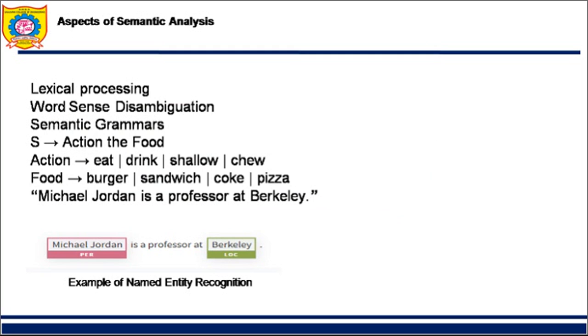Now the aspects of semantic labeling, like how it is done and what things it uses. It uses lexical processing. What is lexical processing? The meanings of the tokens or the words in the sentences are found out. This is nothing but lexical processing. Then it uses, and this is very famous, word sense disambiguation. What is word sense disambiguation? Understanding the meaning of a particular word in context.